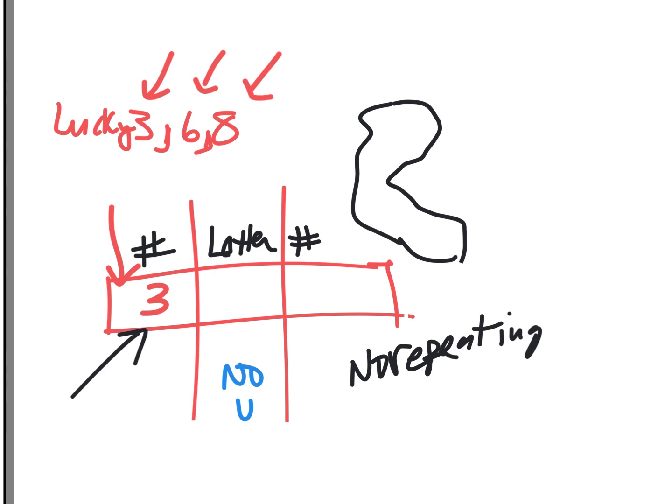All right, how many choices do I have for the letters? Say it if you know it. 25. Because you can't use U. All right, and then how many choices for the last number? Isn't it 3? No, because it said no repeating. So we already used up a number. I don't know which one we used, but we have only 2 choices left.